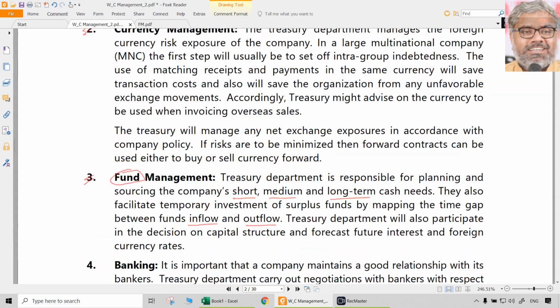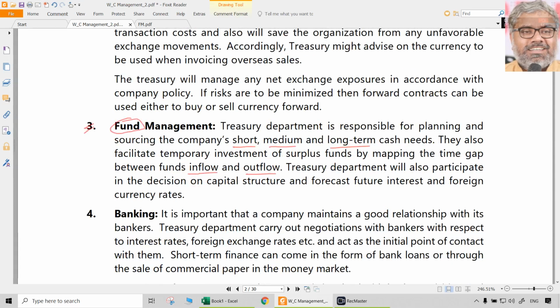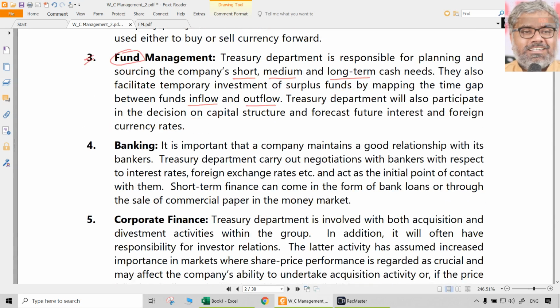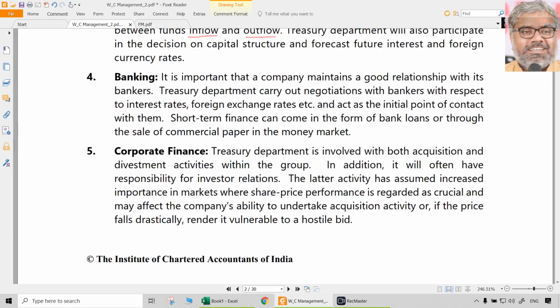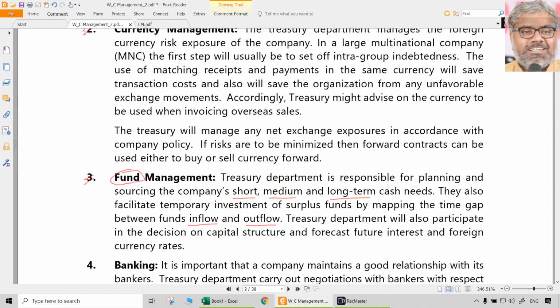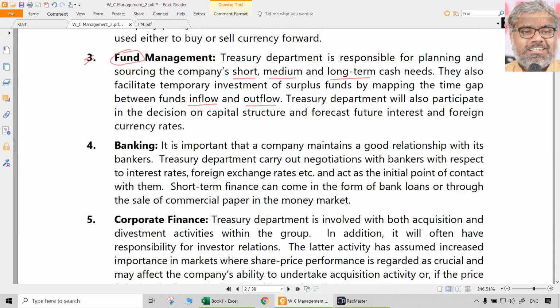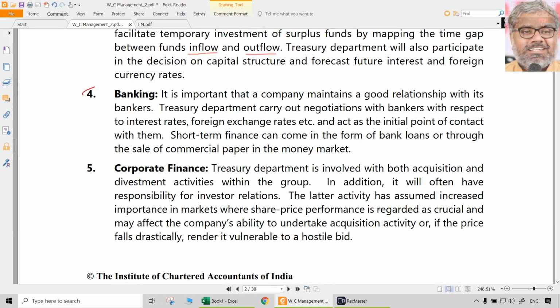Will that exactly match? Never possible for any organization. Inflows and outflows will not match exactly. So what happens? Definitely there will be some surplus sometimes, or sometimes there will be some deficit. Surplus has to be invested, deficit has to be borrowed. How that has to be done? That is also part of the treasury management. So cash management, currency management, fund management, banking, all the banking function generally lies with the treasury management.